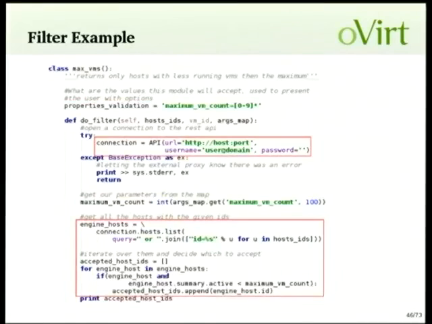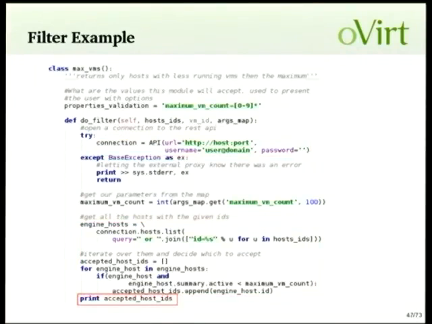And the actual filtering is, as I said, you sometimes need the Python SDK. So in this case, we create an API, a proxy to the API object. We do a query on the host, and then we do the filtering logic on this host according to, in this case, how many VMs are already running on each host. So we need to get this information and filter upon it. And in the end, we just print the list of the IDs, and this list is what's passed on to the next filter.